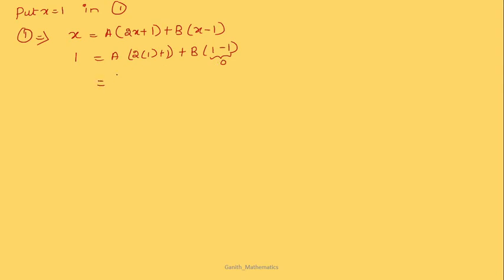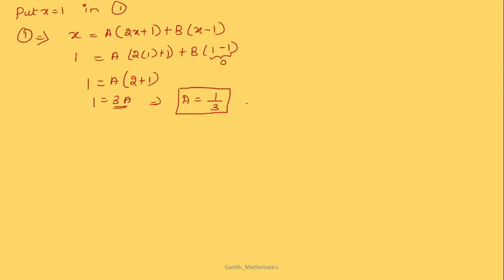So I have only the first term, a into 2 into 1 will be 2 plus 1. 2 plus 1 is 3, so it is 3a. 1 is equal to 3a. When this 3, here it is multiplication, when that goes to the another side that will be in division. So a is equal to 1 by 3. Okay, so we have our a and b.